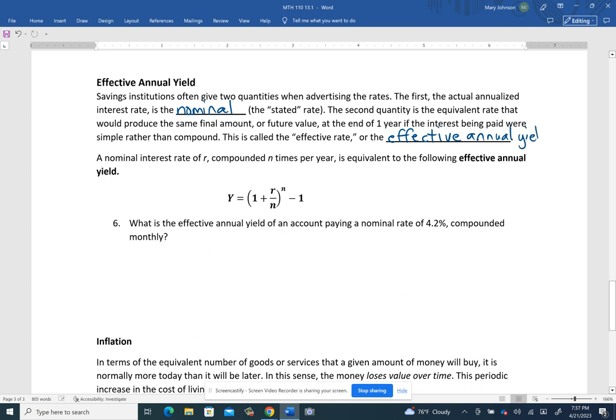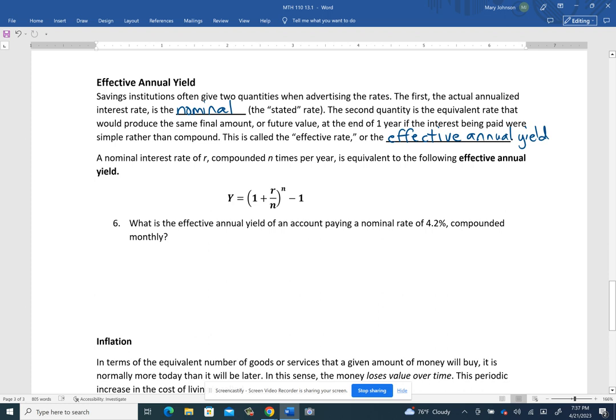So what it does is it kind of converts the nominal rate to what the interest rate would have been, okay, if it were simple interest rather than being compounded a certain number of times. So it's converting an interest rate that involved compounding, a compound interest rate, into what an equivalent simple interest rate would have been for 1 year. Okay, so here's the formula for that.